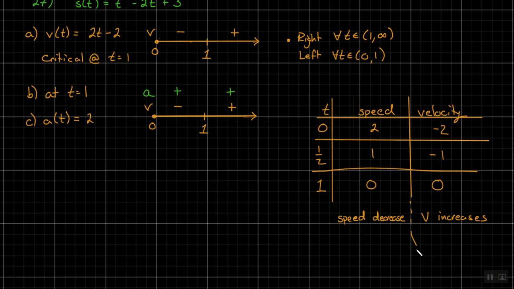Does my velocity ever stop getting bigger as I pick up bigger and bigger time values? It's going to keep getting bigger, right? If I plug in 10 to velocity, I'm now at 18. If I plug in 100, I'm now at 98, and so forth and so on. So we see that this increases when acceleration is greater than 0.